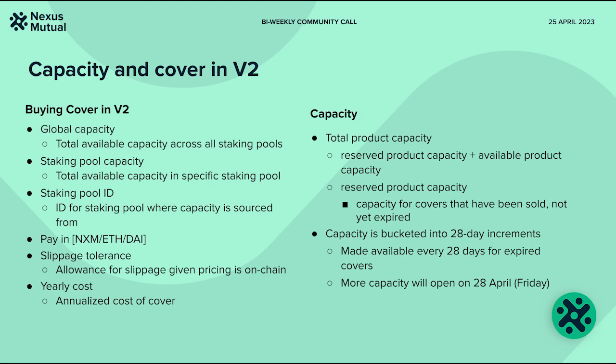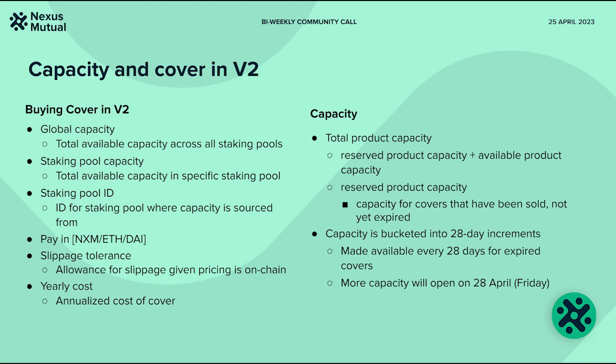Even if something is expired, if we haven't come up to the 20th of the month, which is when covers become available again, if they've expired within that 28-day window, then capacity will be opened up again. Capacity can be increased if staking pool managers choose to allocate more NXM to stake against a particular risk. I think we saw that this week with someone signaling that they wanted to buy a large amount of GMX cover.